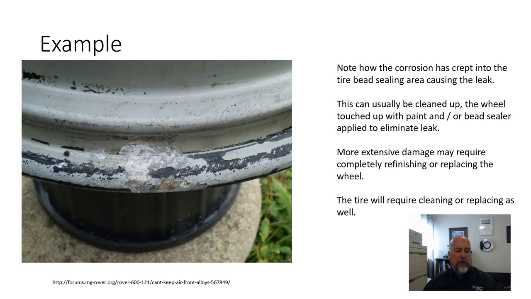Usually you can clean this up, so you use a buffing wheel or something to remove all the corrosion, and you can repaint it if it's not too bad. Sometimes if it's fairly pitted, you're better off to paint it, let the paint cure, and then put bead sealer on top. The idea with painting it is to prevent further corrosion. The bead sealer, though, can help fill up little pits and things and make the tire seal better. If it's really bad, you may not be able to save it. You might have to replace the wheel. And in some cases, you can send the wheels out to get refinished.